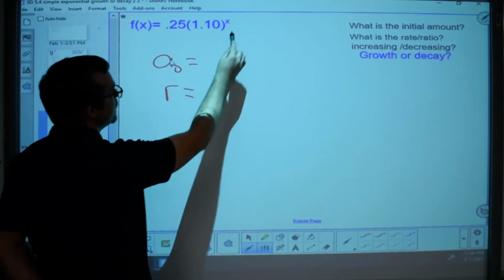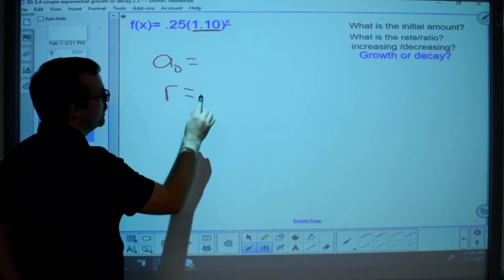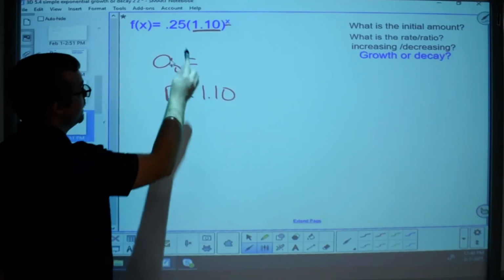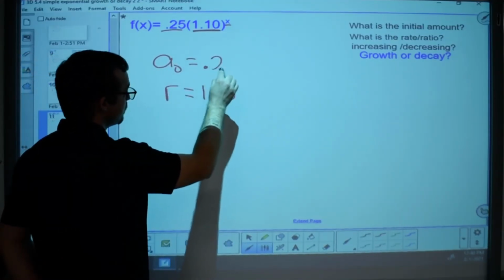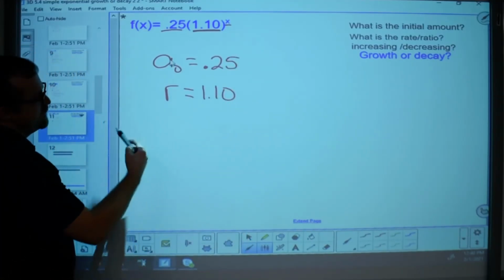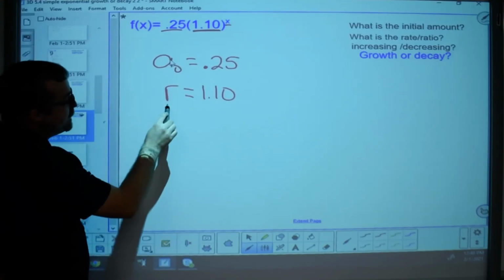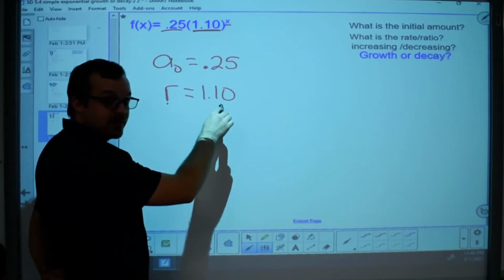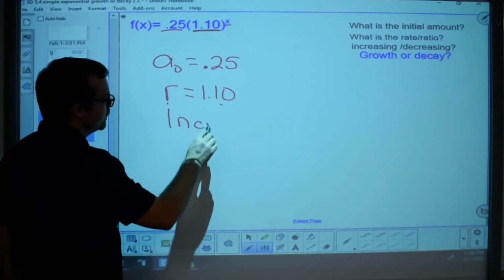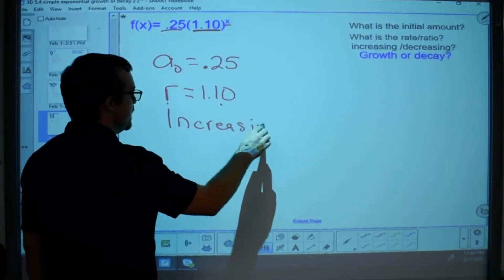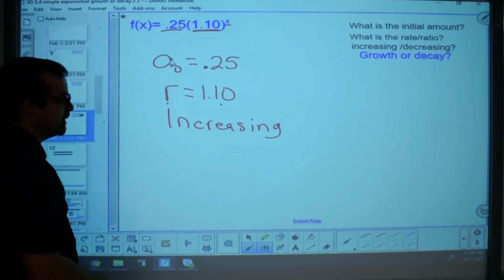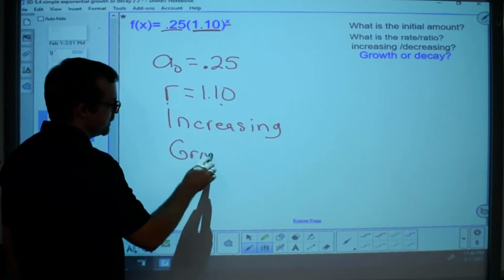Well, remember, the ratio is always touching the exponent, so the ratio is 1.10. The initial amount is sitting in front of that. That's 0.25, or 1/4 if you want to write it as a fraction. So is that increasing or decreasing? Well, the ratio is bigger than 1. And bigger than 1 means that it's going to be increasing. Let's write that down. And then lastly, is that going to be growth or decay? Well, increasing functions mean that they are growing. All right, so this is growth.